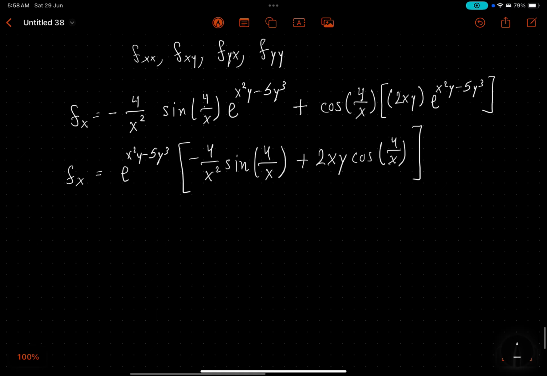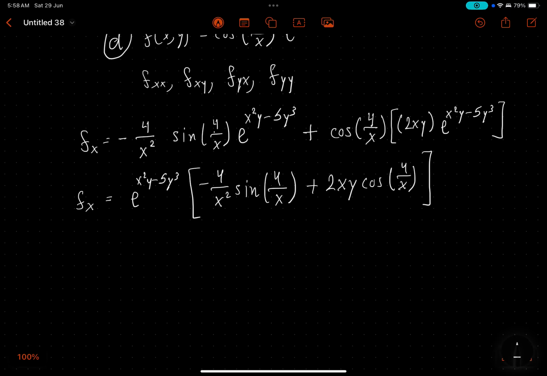Now from here we can find the partial derivative with respect to y or with respect to x. Now let's try to do it with respect to y. If we do it with respect to y, all of this will be regarded as a constant since there are no y's. So we're just going to differentiate e to the u and then plug that as a constant.